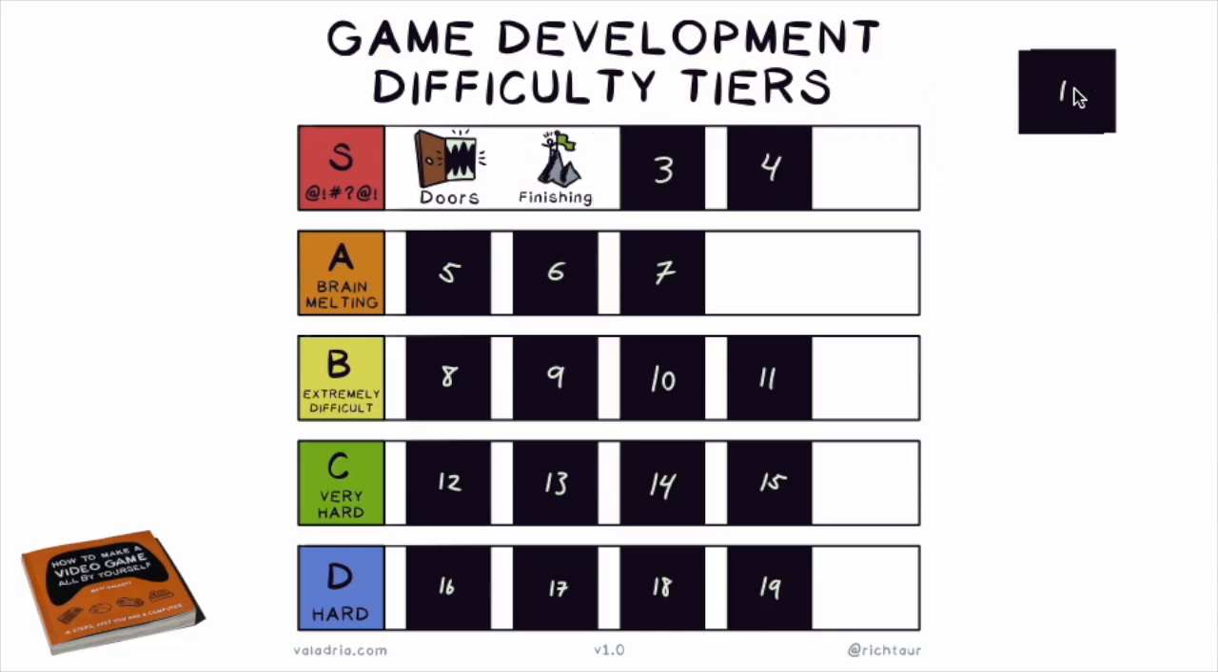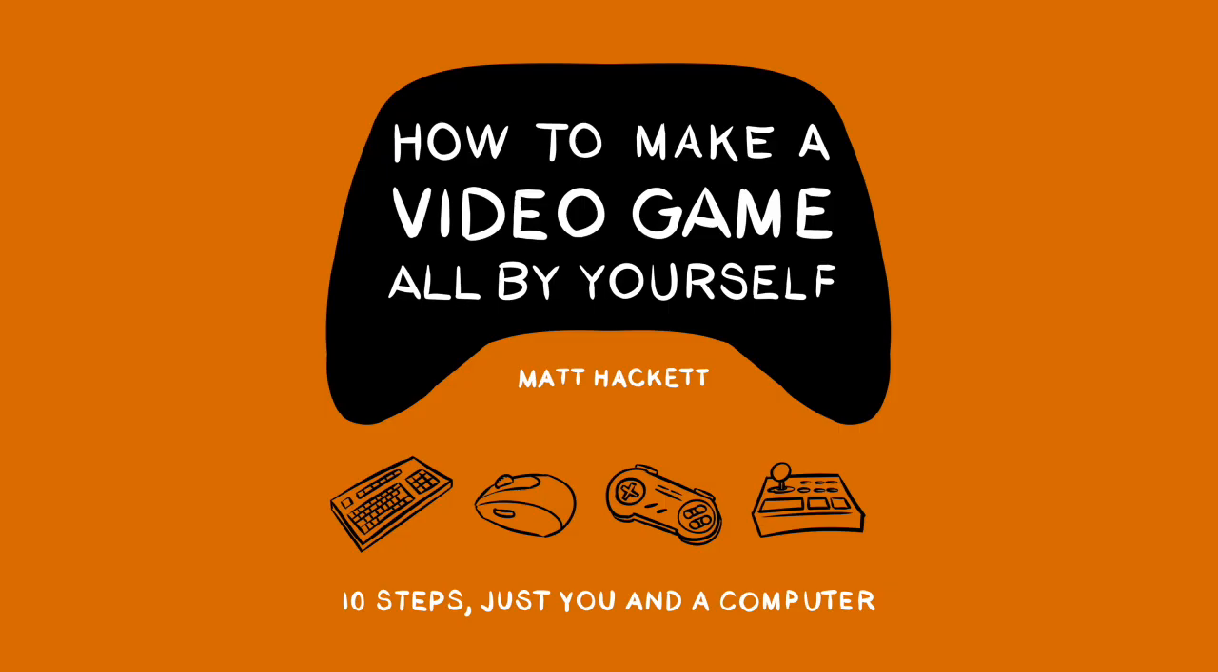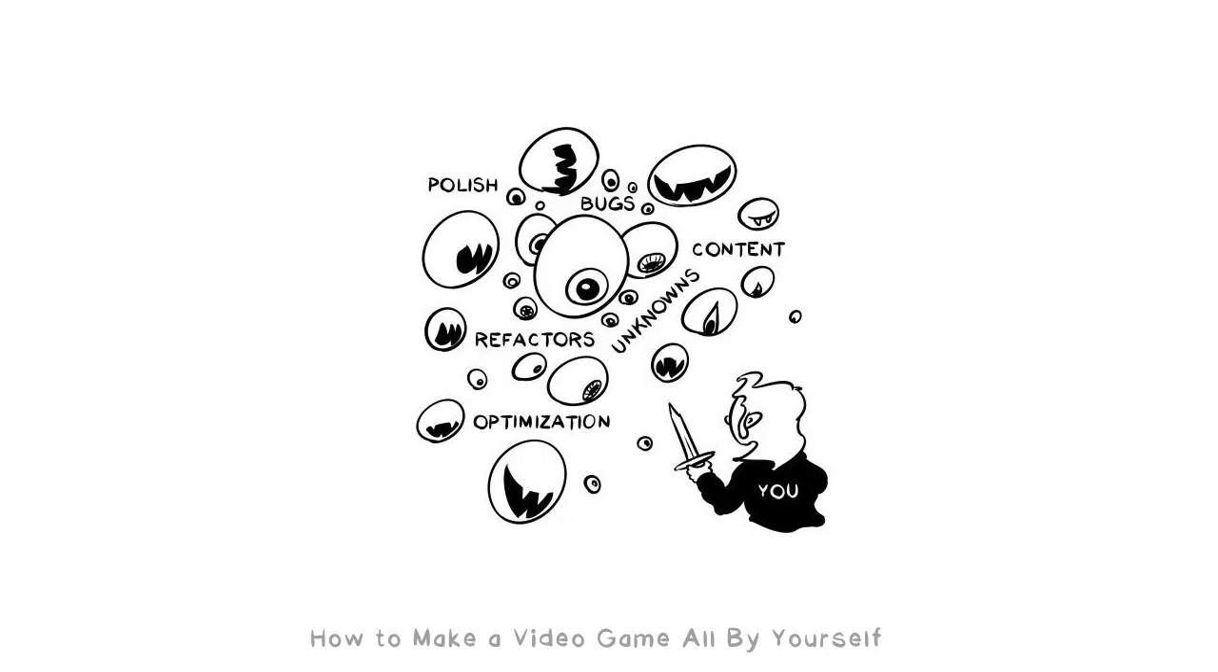Whoop. Oh, finishing. This one, to me, is the final boss. In my book, How to Make a Video Game All by Yourself, I call this the swarm boss. This comes at you from all sides. Finishing involves everything, right? Like, you gotta fix your bugs, you gotta optimize, you gotta polish your graphics, you gotta finalize sounds, like more QA, all of it. All of it's here in finishing.